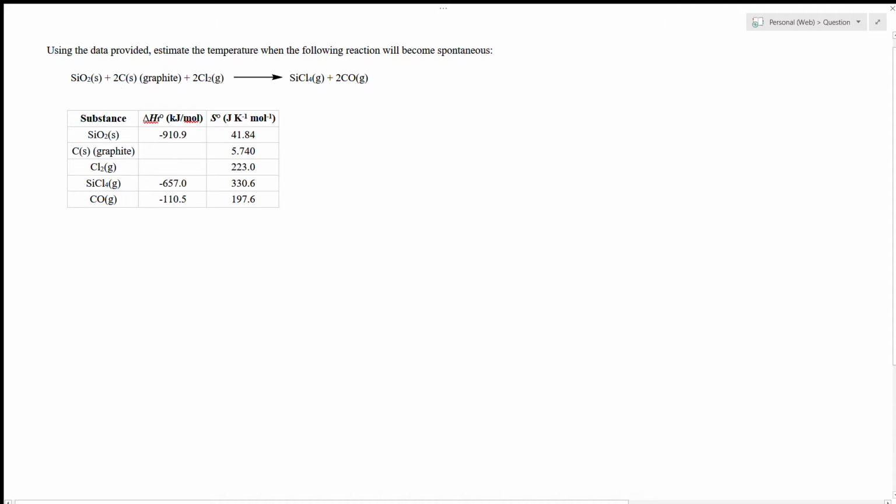So this question here asks to estimate the temperature when a reaction becomes spontaneous. And spontaneity, when we're talking about chemical reactions, we must be talking about the free energy, the Gibbs free energy of a reaction. Because the Gibbs free energy of a reaction takes into account the enthalpy of the reaction as well as the entropy of the reaction.